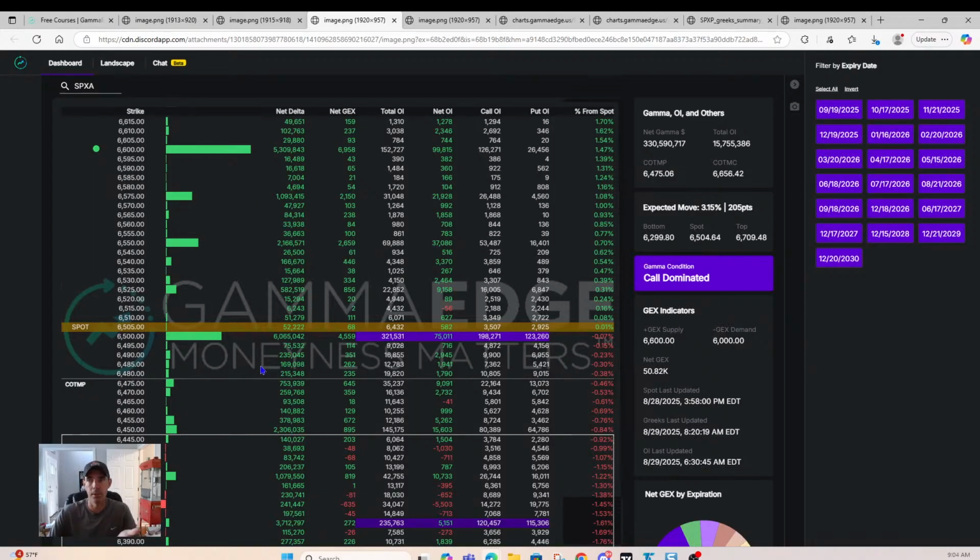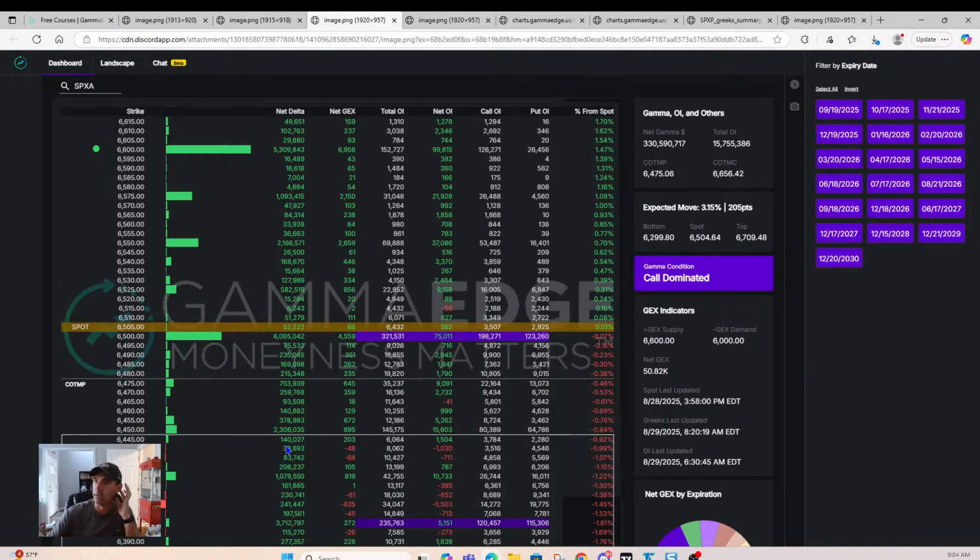Obviously, call dominated above and below spot price, everything bullish here. As long as we stay above the transition area here, even any pullback should be supportive as we have in the money calls below us. You see the 6,500 level, obviously just a massive amount of net delta as well as total OI sitting at that level.